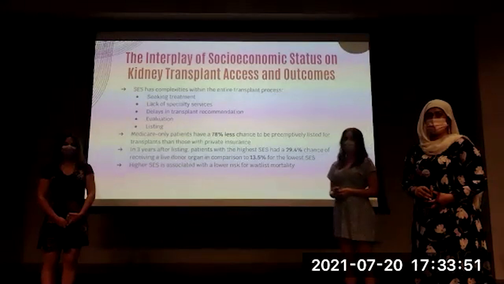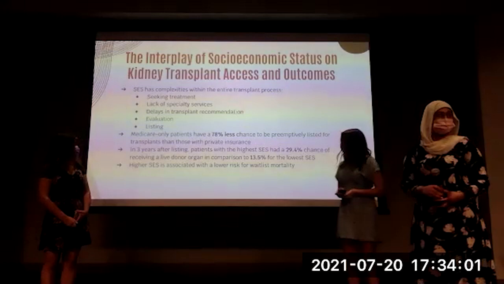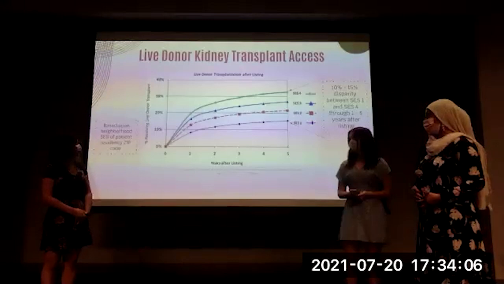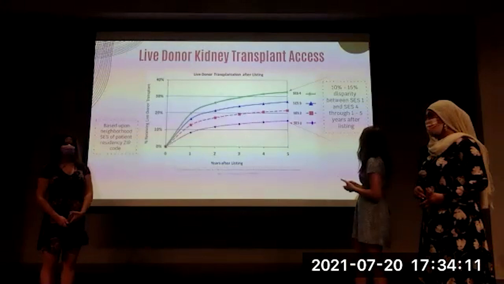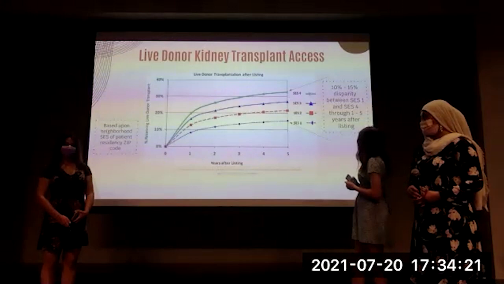And overall, it's found that the highest or fourth quartile of socioeconomic status was associated with a low risk of waitlist mortality, meaning death while they're waiting for. And as you can see from this graph, which is from the same study, there's a 10 to 15% disparity from the years 1 to 5 after listing between the first class socioeconomic status and fourth class socioeconomic.